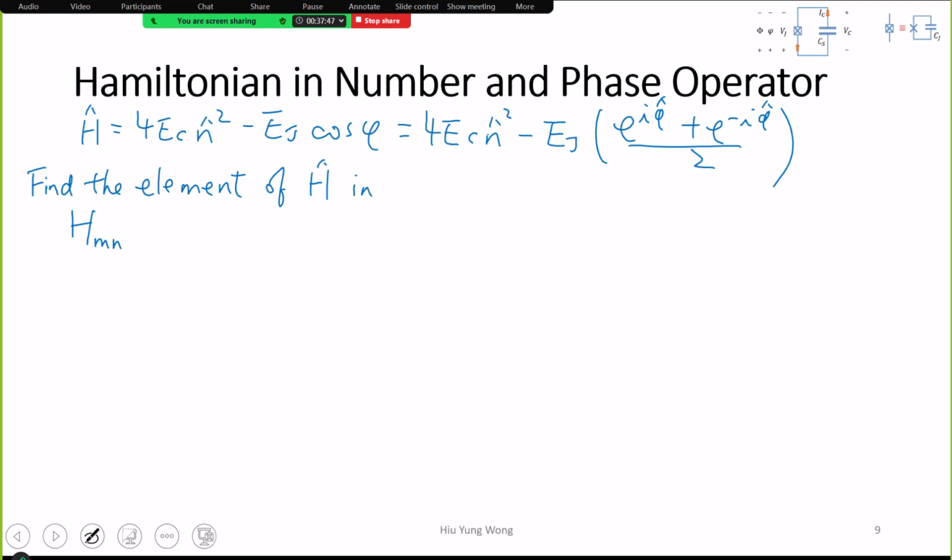For element Mn, what does it mean? In row M and column N, right? So this is just a pure number. It can be complex, but it's just a number, right? So how do we find HMN? We do this.